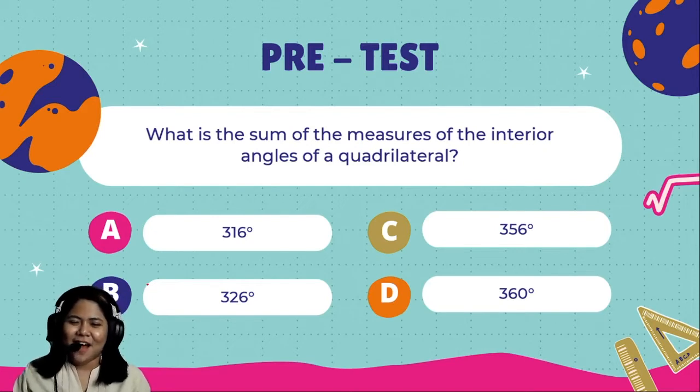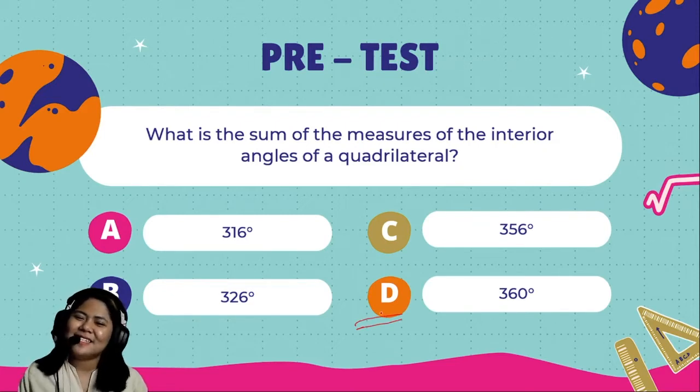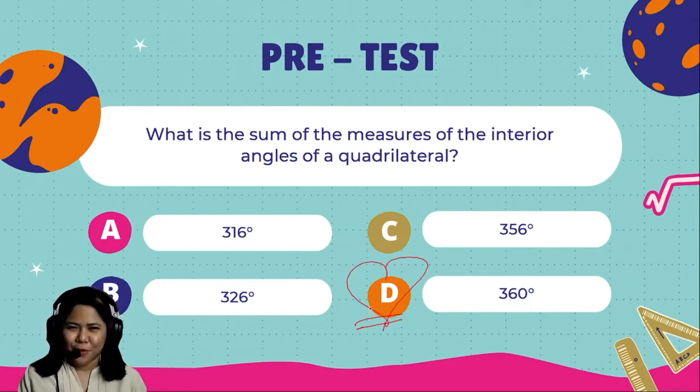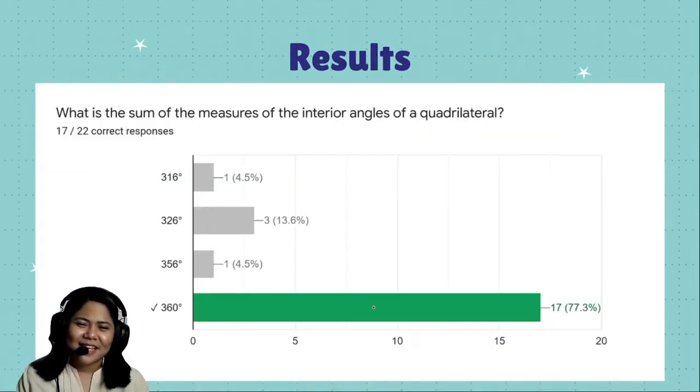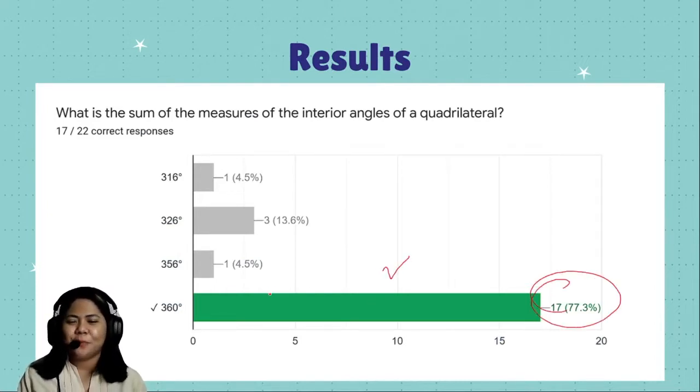Okay. So, ayan. Very good sa mga nagsasagot ngayon at nakikipag-cooperate. But, ano nga ba ang tamang sagot? If you answered letter D, 360 degrees, that is the correct answer. Very good. Give yourself another point. Tignan natin ang results. So, out of 22 responses, 17 students got it correctly. Very good. Laging mataas ang percentage ng mga estudyanteng nakakuha ng tamang sagot kahit sa pretest pa lamang. Very good. Nice. Sige, next.